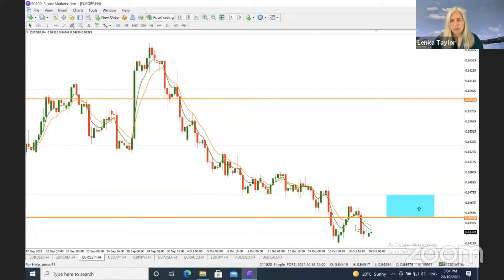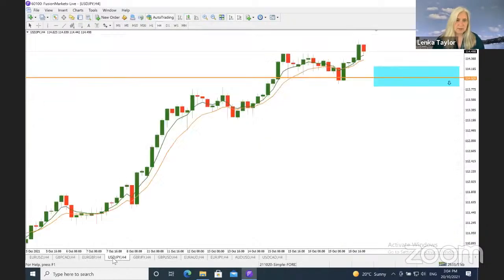And on the 4-hourly, we're looking like we might have potentially a second bottom there, or we go further down, not sure. So for this, I'm looking for the price to pop back up above that 0.845 horizontal, and then looking for any potentials for long. But that might take a while to set up.